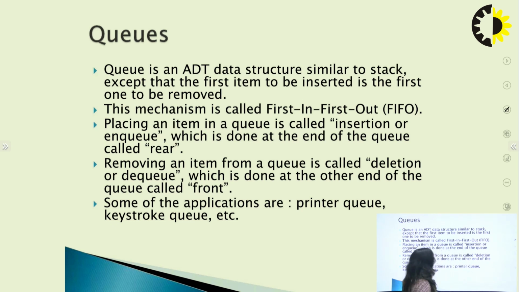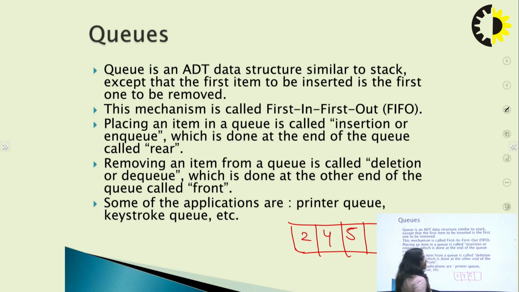Okay, let's suppose this is a simple queue: 3, 4, 5. If you want to insert any new data, this is called the rear part, and this is called the front part. So this is the front and this is the rear. If you want to delete 2, you use the front end. If you want to insert any new data, then you use the rear end.